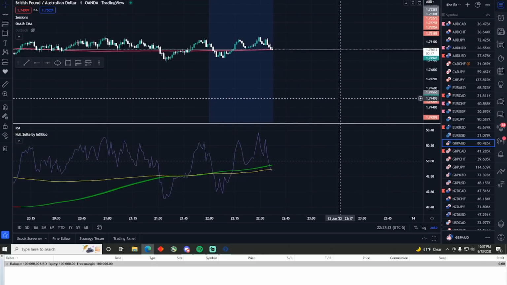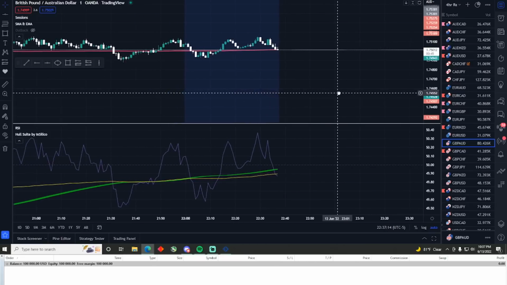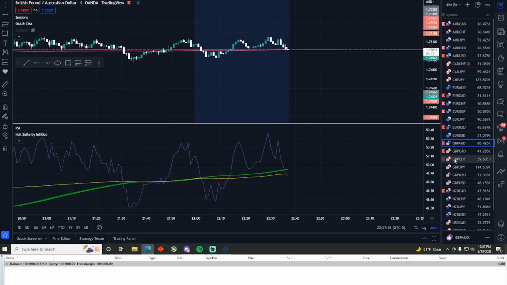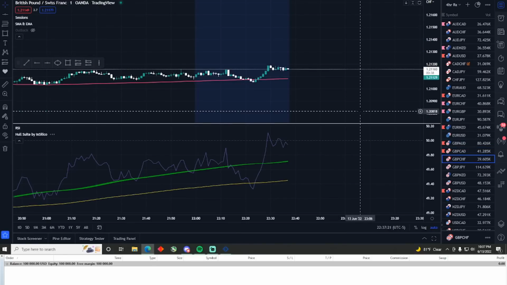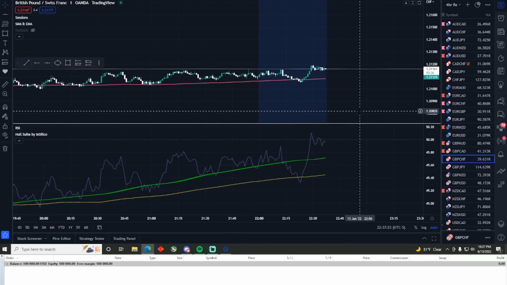GA can just take off whenever it wants to, and so I'm very, very tempted to get into this trade, but we're just gonna ride it out. We're gonna see how the night takes us.